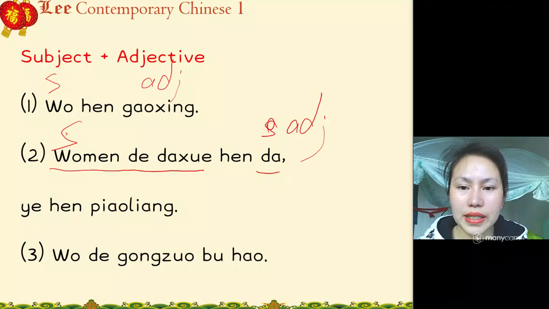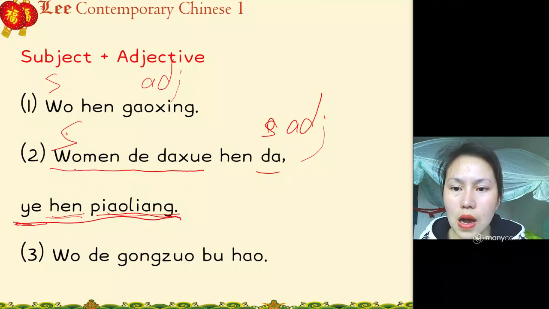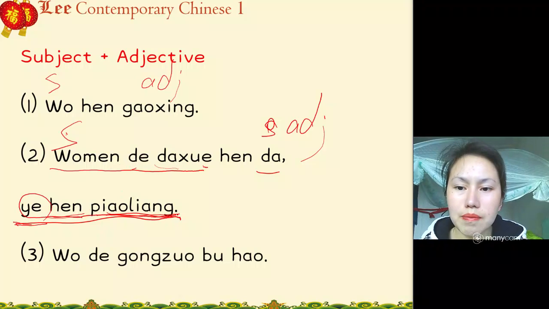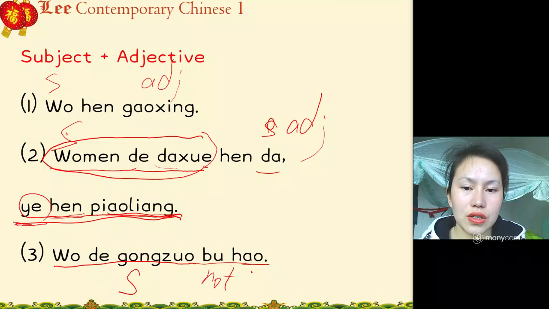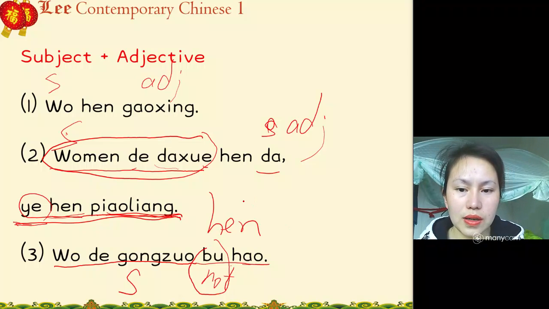我们的大学很大, our university very big. 也很漂亮, also very beautiful. The whole second sentence is 我们的大学也很漂亮, but because they are talking about the same subject, we can omit it. 也很漂亮, also very beautiful. Next one, 我的工作, my job, as the subject. 我的工作不好, not good. Or sometimes we say 我的工作很好, very good. 不好, not good.